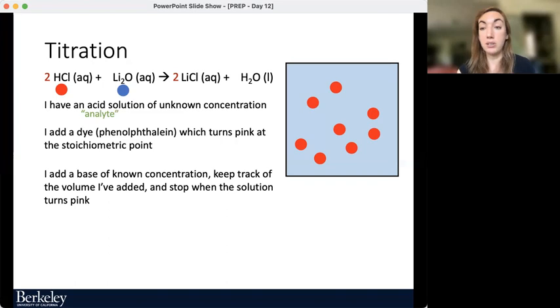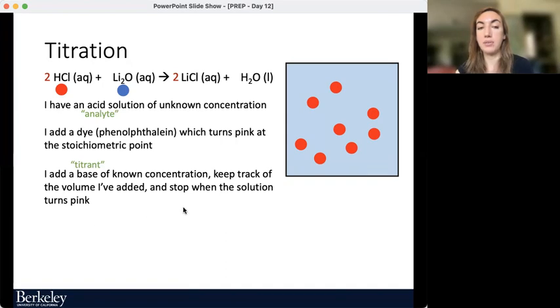So what I'm going to do is add base, and I'm going to see when the solution turns pink. So I will know exactly how much base I've added. The base that I'm adding is going to be called the titrant. This is called titration. That's the thing that we're adding to try to figure out what's going on with our analyte.